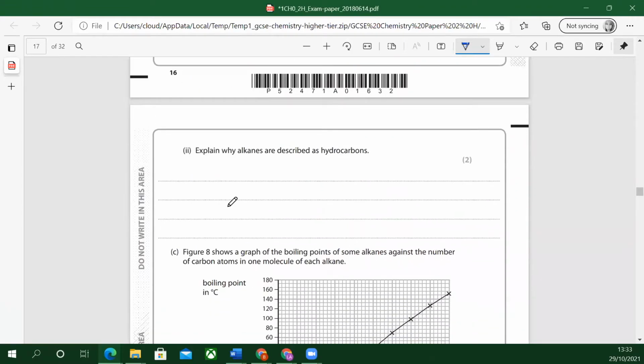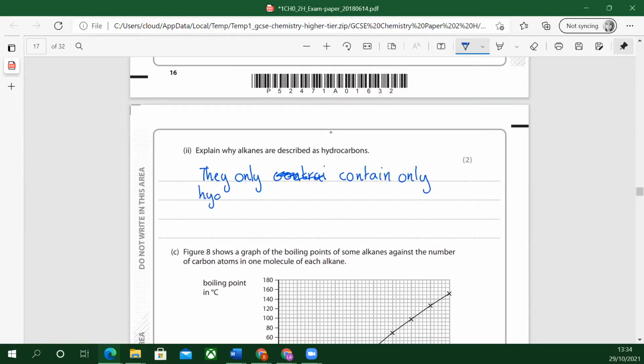Okay, explain why alkanes are described as hydrocarbons. So this is nice and easy because they contain hydrogen and carbon only. So they only contain, this is important, but only. Lots of molecules contain hydrogen and carbon, but not only hydrogen and carbon. They contain only hydrogen and carbon.